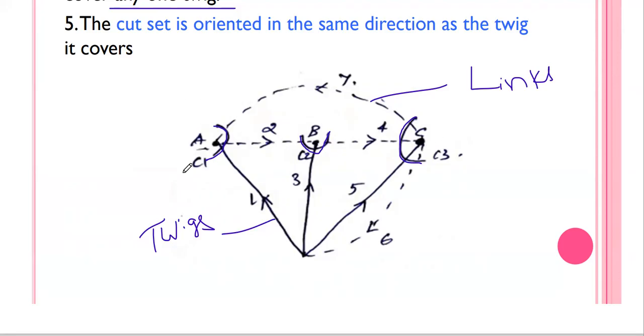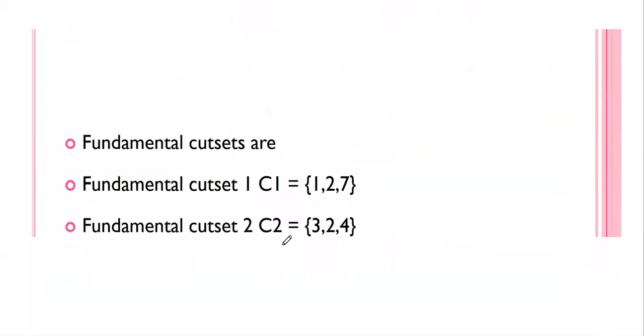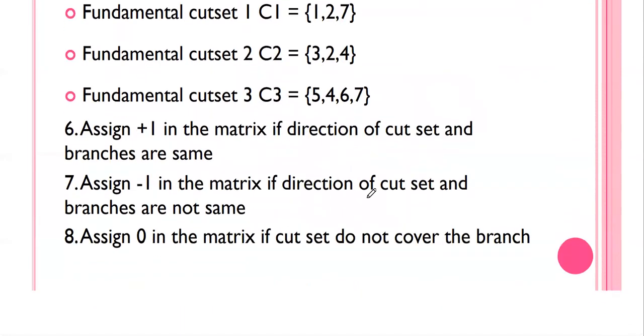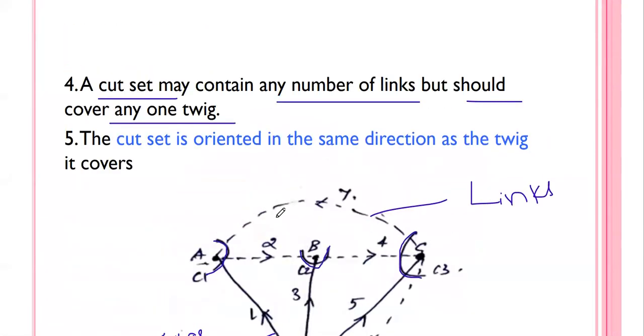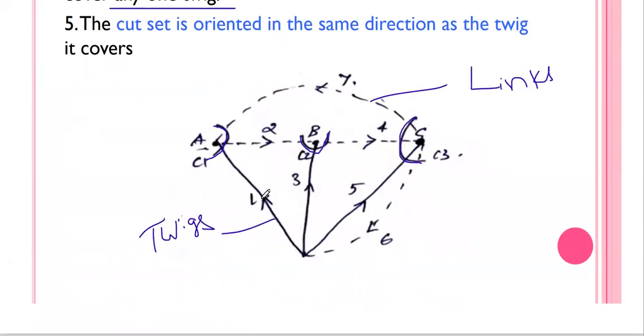Next, using these cut sets, we are going to form the cut set matrix according to the procedure. We have to assign +1, -1 and 0. There are three fundamental cut sets: fundamental cut set 1, 2 and 3. What is cut set 1? Cut set 1 is formed by the first branch, second branch and seventh branch. First we just write these twigs: 1, 2, 7.